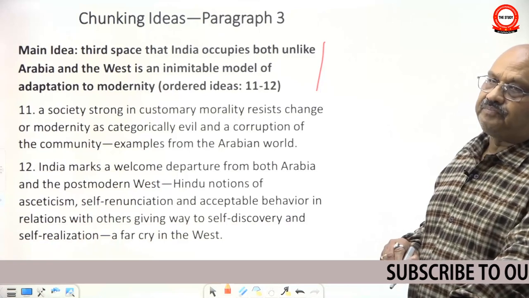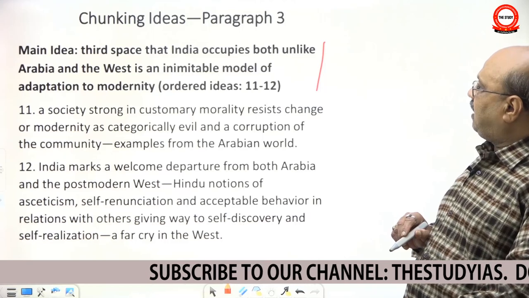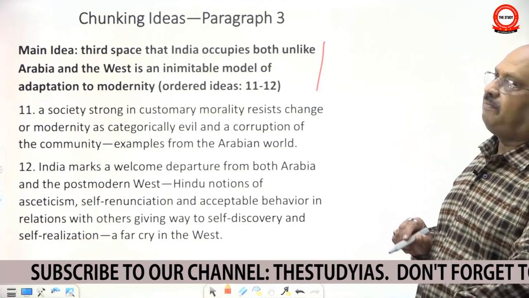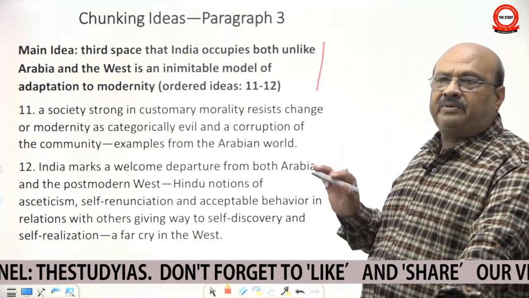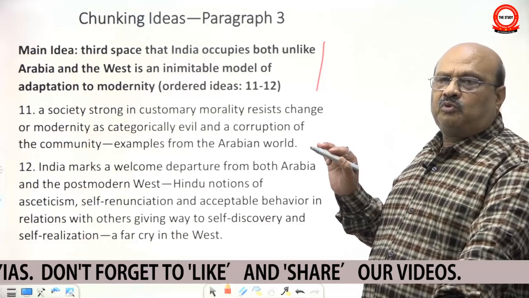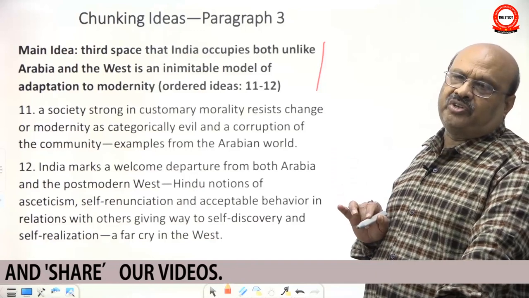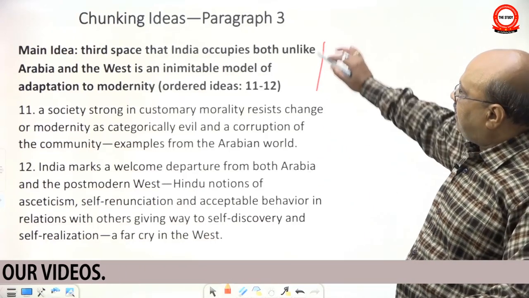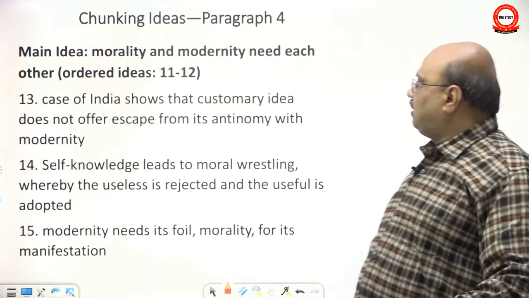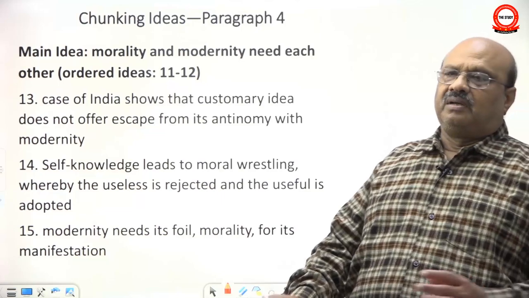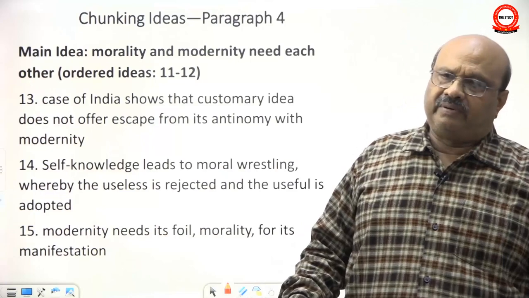The third space that India occupies, unlike both Arabia and the West, is an inimitable model of adaptation. It is a unique kind of adaptation. India's approach to both modernity and morality is a unique kind of adaptation to modernity. This idea I am trying to prove through this paragraph. And then we come to the fourth and final body paragraph of our essay.